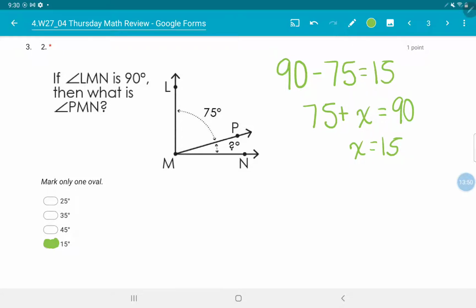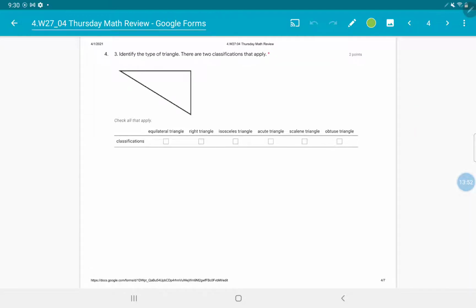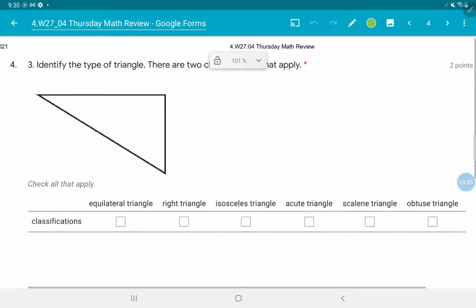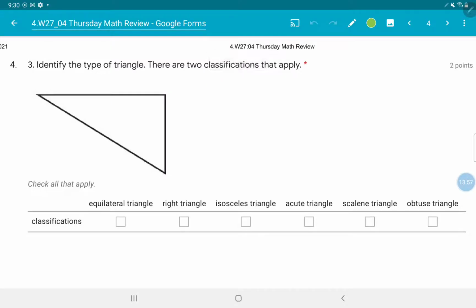All right, next we have a triangle. We've got to identify the type of triangle, and remember there are always two ways that we can classify triangles. One is by the angles, and the other is by the sides. All right, so let's look at the angles first. What three types of angles are there?